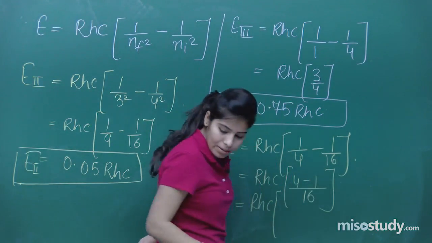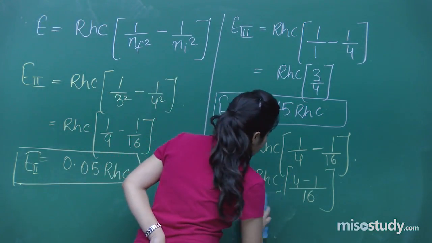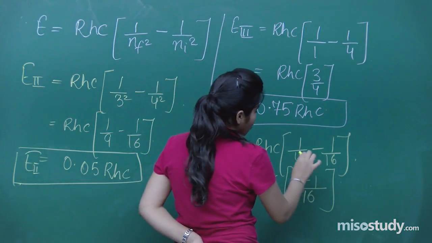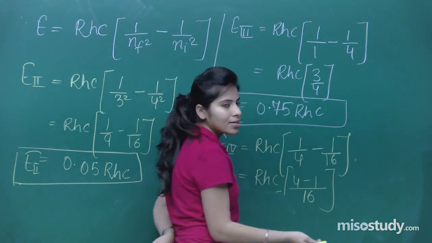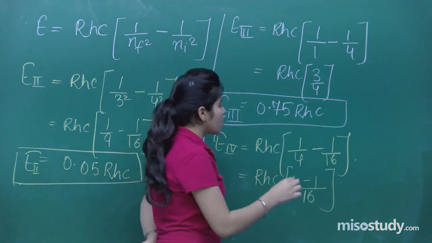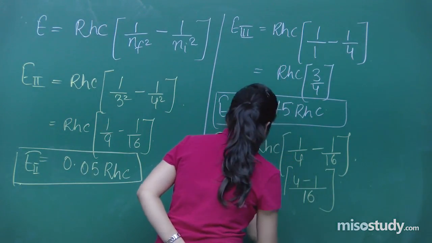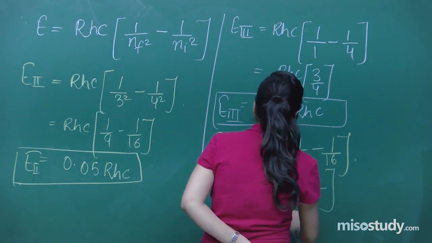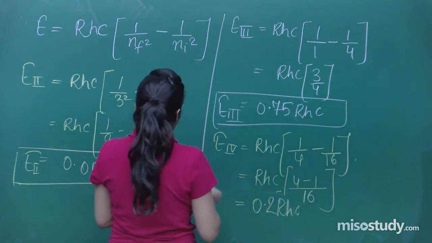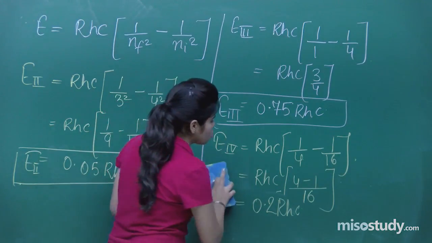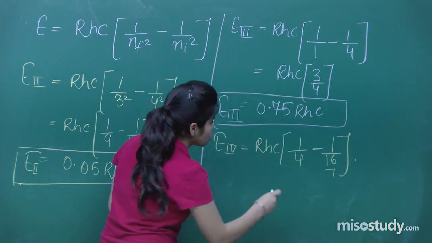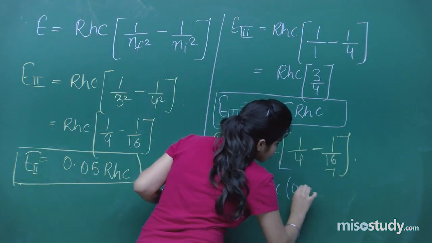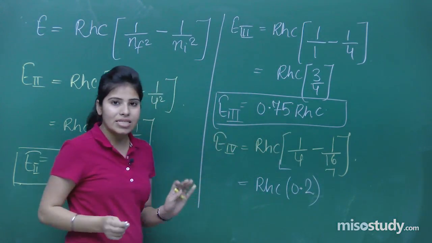Is that correct, whatever I am doing? You can check it out. If you take the LCM of 4 and 16, that will definitely be 16, and 4 4s are 16. Okay. Now, if you solve it, you will see that your value comes out to be something like 0.2 RHC. Whether you solve it or not, I know that you can solve it easily. So I am directly writing it as 0.2 RHC.